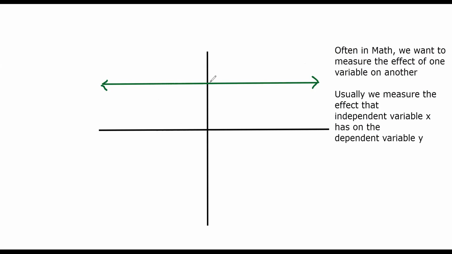Let's say, just for our example, this is the point 0, 17. Let's say this is the point -5, 17. And this over here is the point 4, 17. Look what's happened. X has gone from -5 to 0 to 4. X has experienced changes. But has y changed? No.